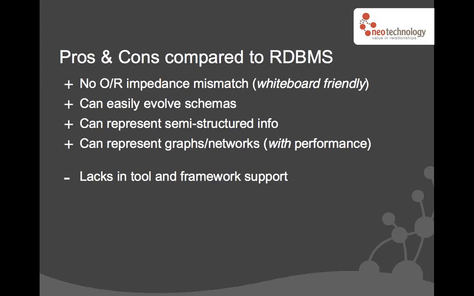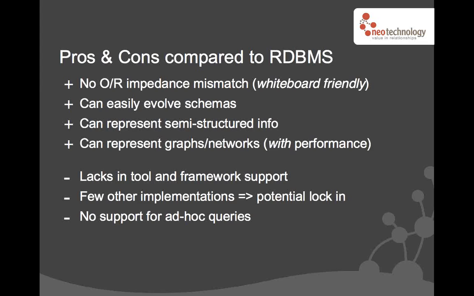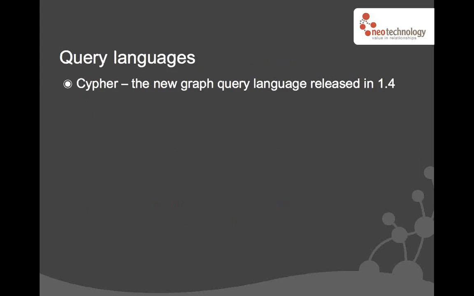Relational databases have been around for 30 years. There are few other implementations, although many new ones are appearing every day, more graph databases. We were very alone 3-4 years ago, but now there's a bunch of other graph database implementations, which is a good thing. And there's no support for ad hoc queries. But actually this third one is less true now that we released Neo4j 1.4 about a month ago, because that includes a new query language called Cypher.